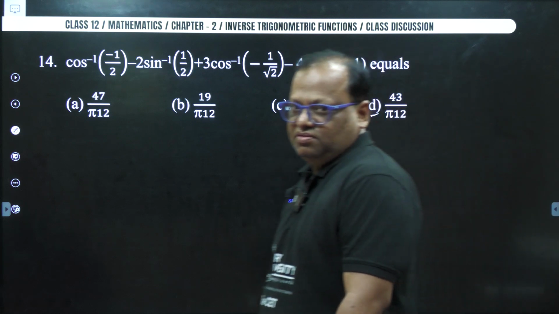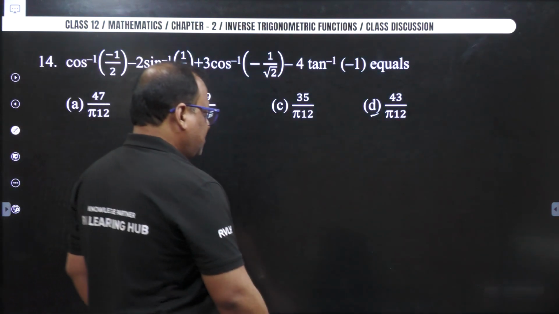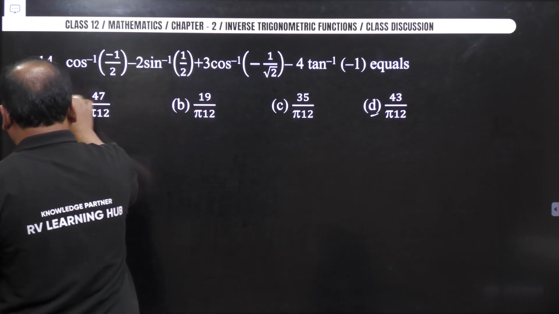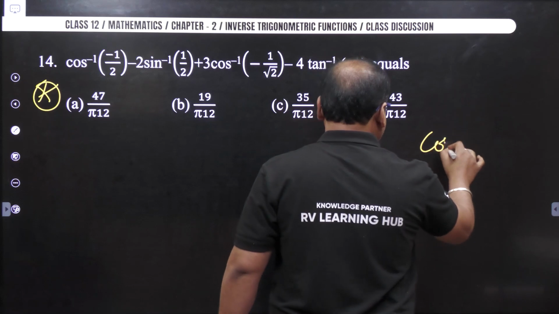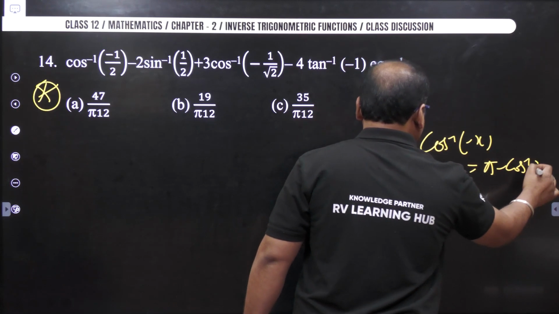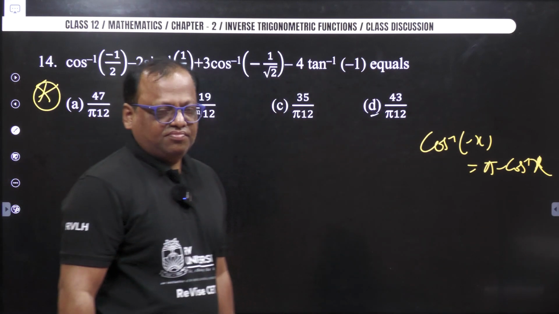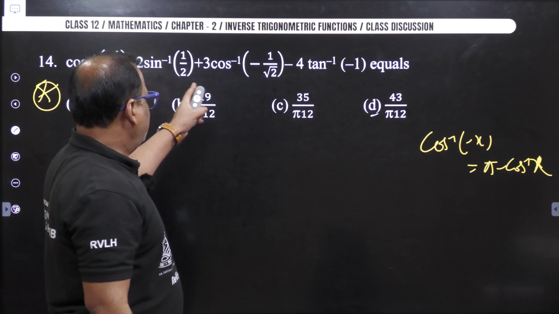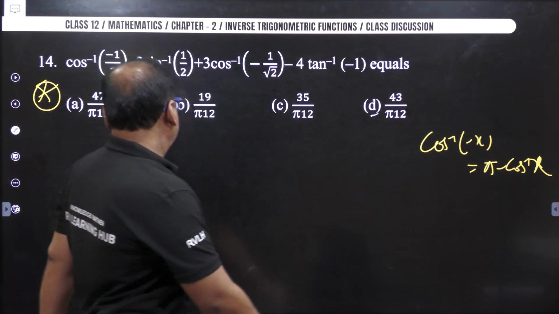Again, basic problem of your principal value. We know it. Please recall, it's very important. By the way, this question is important. Not so easy, by the way. Cos inverse of minus x is pi minus cos inverse of x. I have already told this, and I have discussed it in the synopsis section as well. Okay, and tan inverse of minus x is minus tan inverse of x.